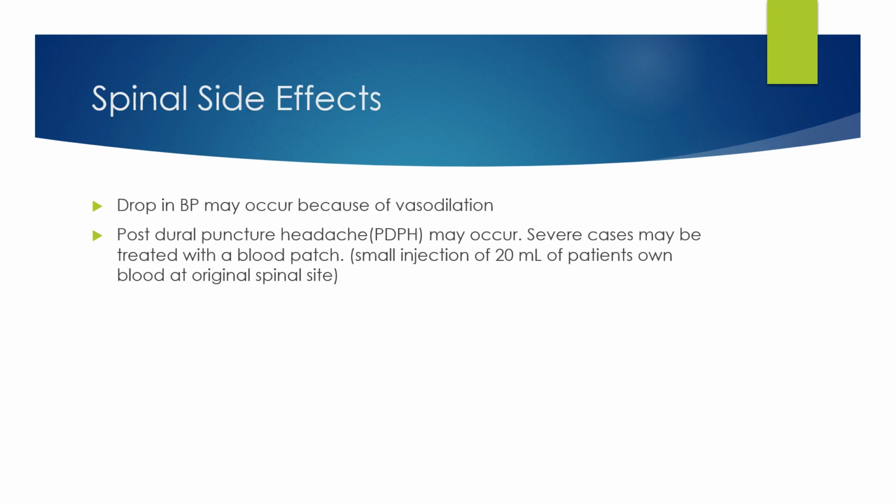Now, there are some side effects that can occur with spinal anesthesia. One of them is a drop in blood pressure, and that is because of vasodilation. There are also post-dural puncture headaches, or the PDPH. You may also hear them called a spinal headache. These, in severe cases, can be treated with a blood patch, which is a small injection of about 20 milliliters of the patient's own blood that they will put in at the original site. Otherwise, it is usually laying supine flat on their back, usually for about 12 to 24 hours till those subside.